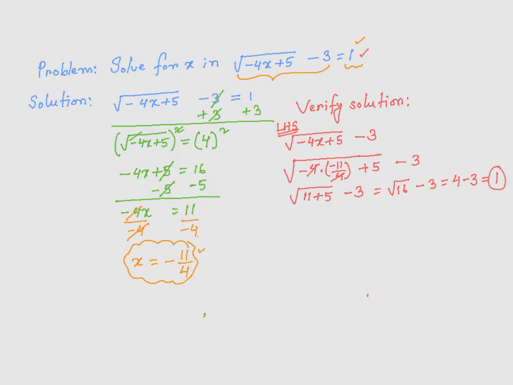So it does check. In essence, the solution that we got for x, which is negative 11 over 4, this x value, which is the solution of this equation, we claim is in fact the solution, and we have verified that. Whenever you're dealing with equations that have radicals in them, it's a great idea to verify the solutions, because sometimes you get extraneous solutions, meaning that they don't satisfy the equation, and sometimes you may have a situation where the equation does not have a solution.